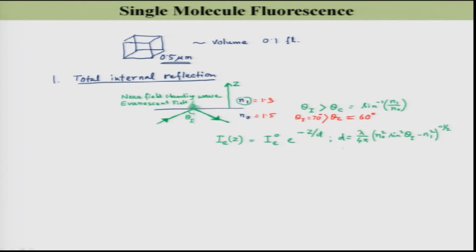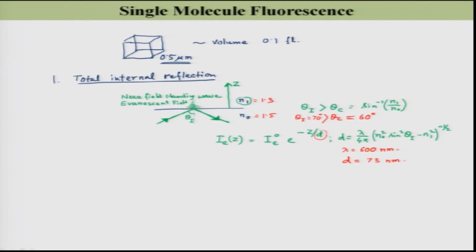So, I fix a value of wavelength, let us say for this case the wavelength of the incident light is 600 nanometer. If you plug in all these different values and calculate this, you will get the value of d as 73 nanometer, right. That means the intensity or the strength of this evanescent field will decrease exponentially, and it will be almost 0 at 4.5 times of this d value. This is the nature of this exponential function.